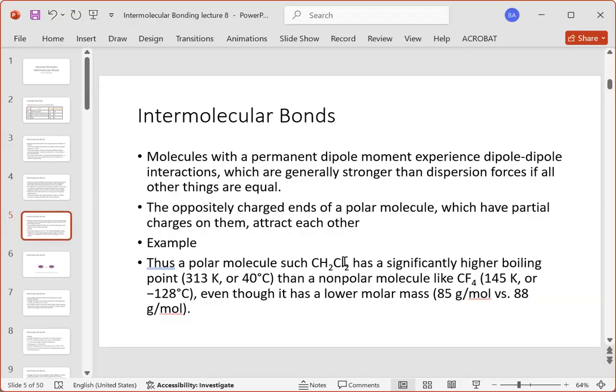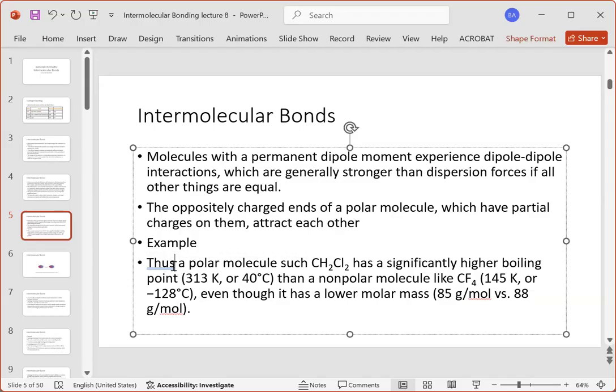So a polar molecule, such as CH2Cl2, has a significantly higher boiling point, which is 313 Kelvin or 40 degrees Celsius, than a non-polar molecule like CH4, which is 145 Kelvin or negative 128 degrees Celsius, even though it has a lower molecular mass. So that is because of the dipole.